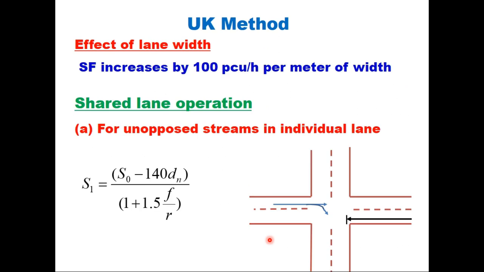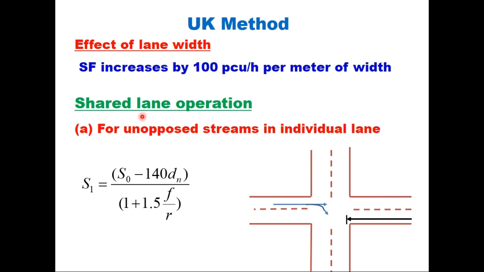The effect of lane width is considered like this, that saturation flow increases or decreases by 100 PCU per hour per meter width of the lane. The standard lane width is taken as 3.25 meter, and if the lane width is less than or more than 3.25 meter, then the saturation flow is adjusted accordingly. But determination of saturation flow is a bit complex when shared lane operations are involved.